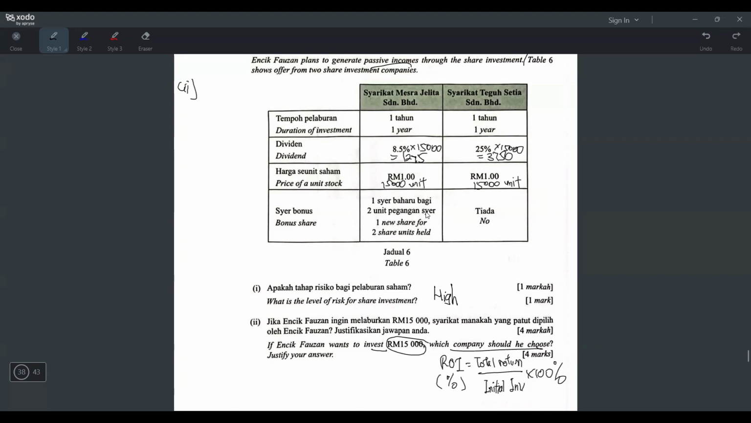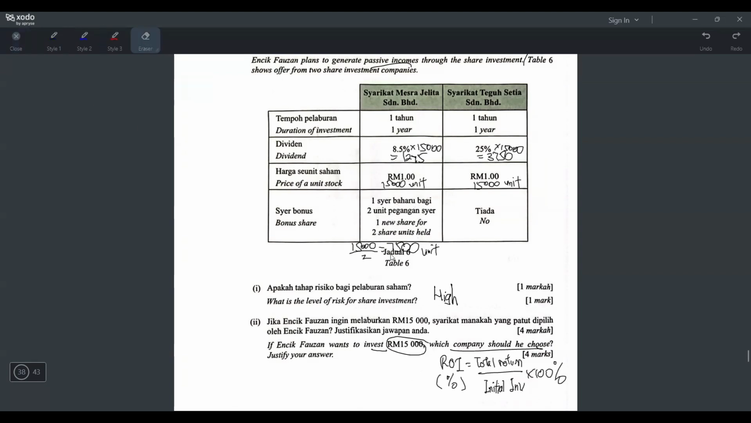So how many bonus new shares will he get? He owns 15,000 units now, so I divide by 2 to see how many bonus shares he will get. You gain 1 new share for every 2 share units. So if you take the total amount he owns divide by 2, you get 7,500. It means he got an extra 7,500 units here. And since 1 unit is 1 ringgit, it means there's an extra 7,500 ringgit here. Make sense?